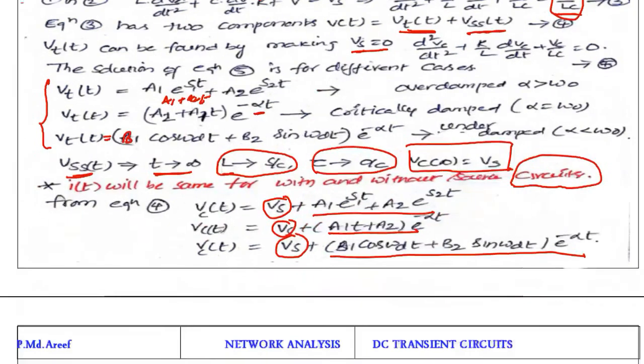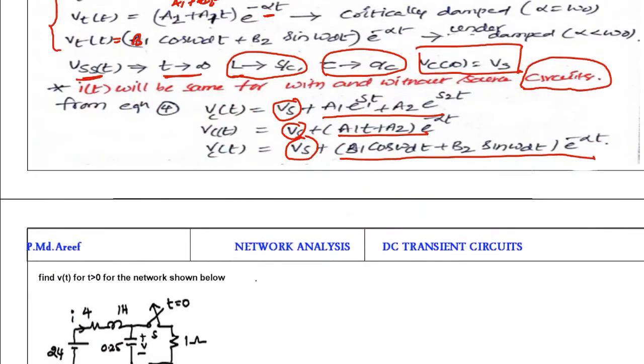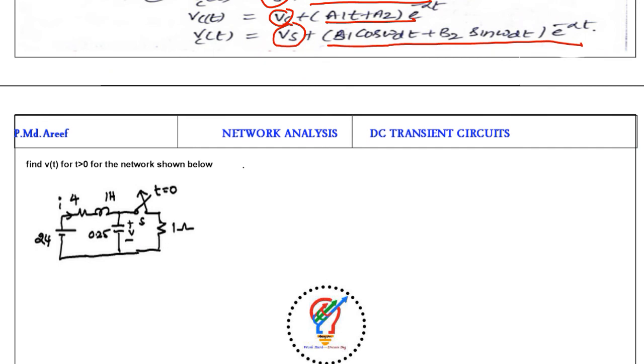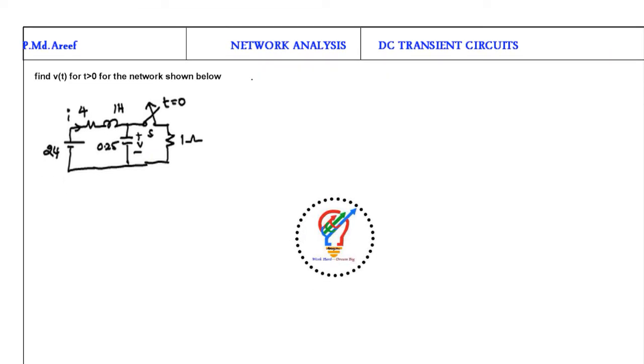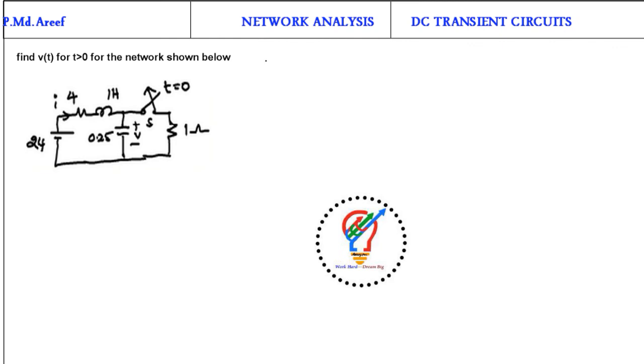Now we will take one problem and solve this network equation. Find V of t for t greater than 0 for the network shown here. The network is given with 24 volts and I flowing through a 1 Henry and 4 ohm series combination, and 0.25 farads is the capacitance, and the switch changes at t equal to 0. The arrow direction is upwards, which means we are opening the switch. So the switch is opened here.